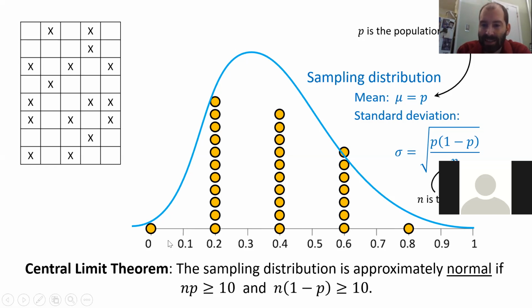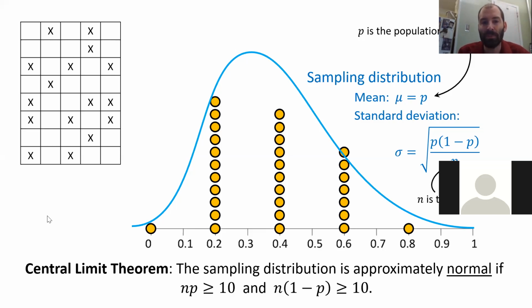That's fantastic, because that means that we can just use the normal distribution for this, all right? But it's only normal if these conditions are satisfied: if n times p and n times 1 minus p are both greater than or equal to 10. So we need to check that. That's called the success failure condition. But if we verify that, this central limit theorem is telling us that we can just use the normal distribution.